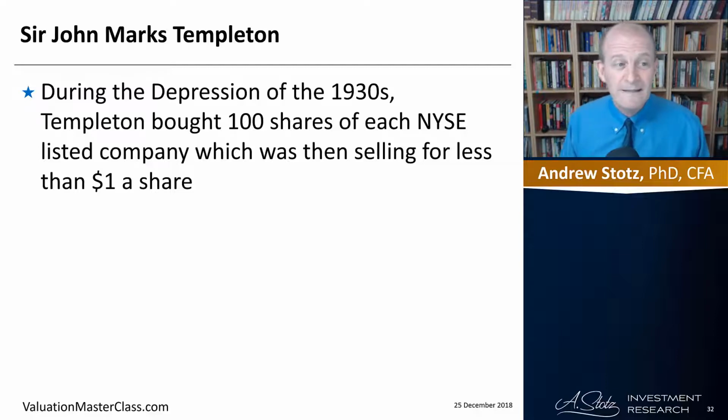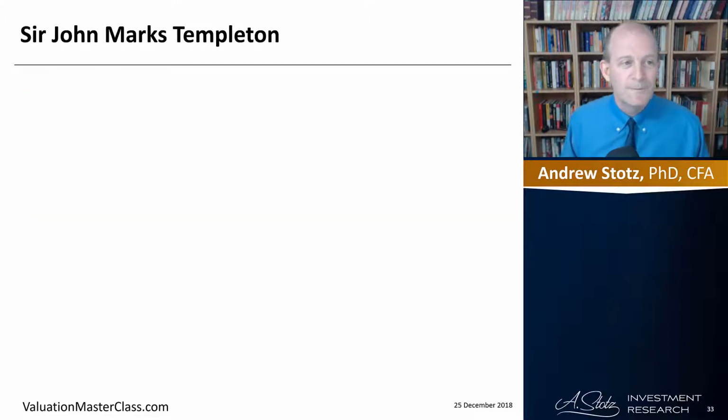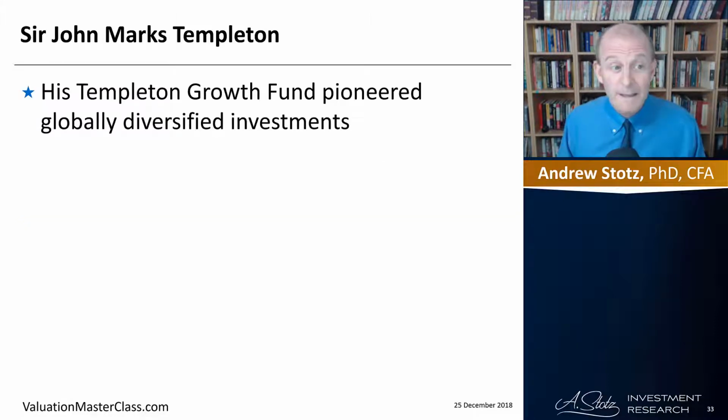During the Depression of the 1930s, Templeton did something really smart. He bought 100 shares of each New York Stock Exchange listed company, which was then selling for less than $1 a share. From this, he made his money back many times over when U.S. industry picked up as a result of World War II. His Templeton Growth Fund pioneered globally diversified investments.